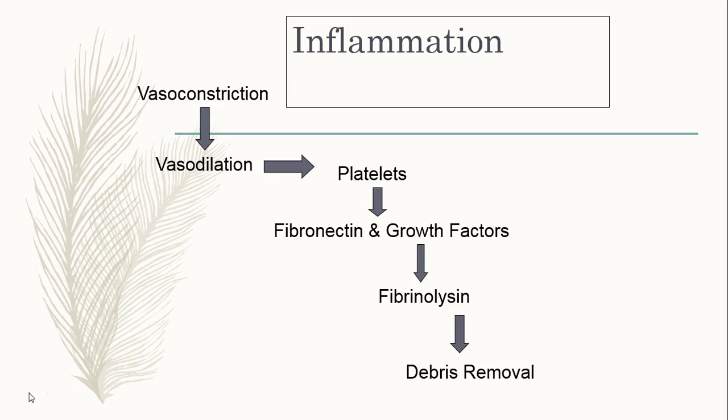So, what happens? First, we have vasoconstriction, so the blood vessels constrict, and then they dilate, so they open up so blood can go whoosh, rush into them. The next thing that happens in a nutshell is platelets are released from the blood. Platelets, you remember from grade school, lay down and are used to clot different injuries. And then fibronectin and growth factors are released. These are all chemicals that are released from the bloodstream. Fibrolysin is released. And then finally, debris is removed.